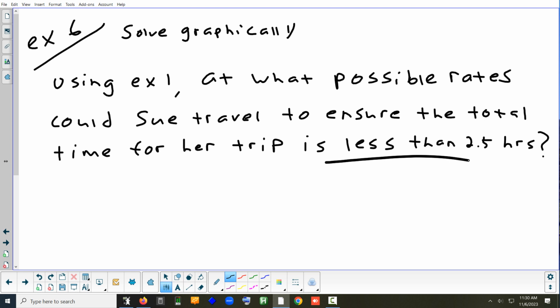Also, it's both of the rates. It says what possible rates could she travel. This is referring to not just the car or the train, it's referring to both. It is a little vague how that part's worded. So why don't we find at what possible rates could Sue travel in the car? But the way it was worded, I agree, it wasn't clear.